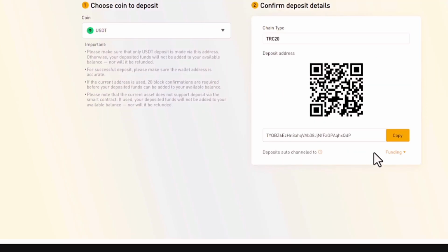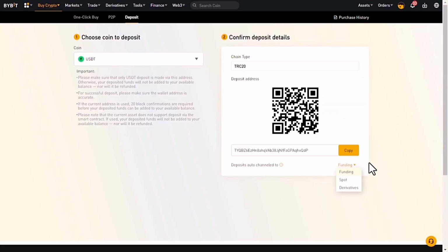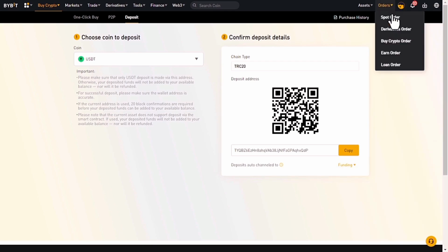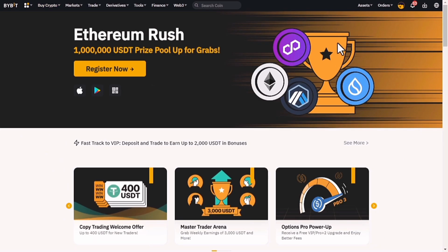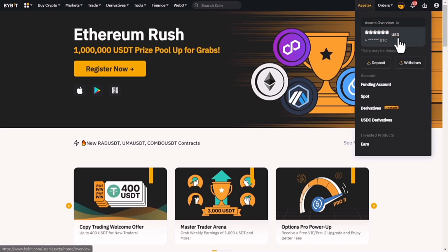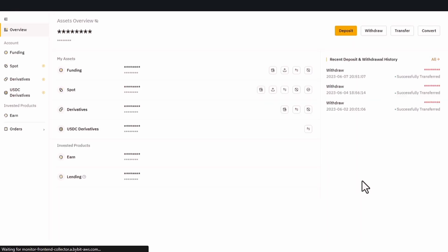Next is this section. We have deposit auto channel 2. This is the next part I want to talk about. We have different profiles on our Bybit profile. The first is funding. Let's go and check them out one by one. It's really easy. You come here to assets and click on this part over here, and all the profiles you have are here.